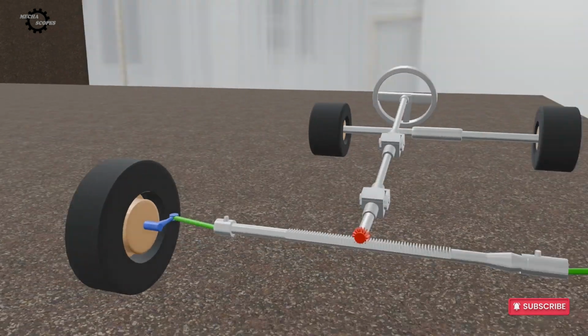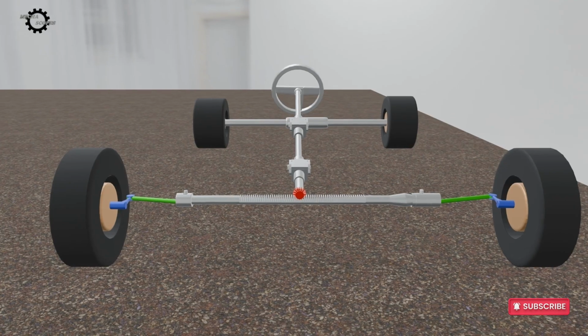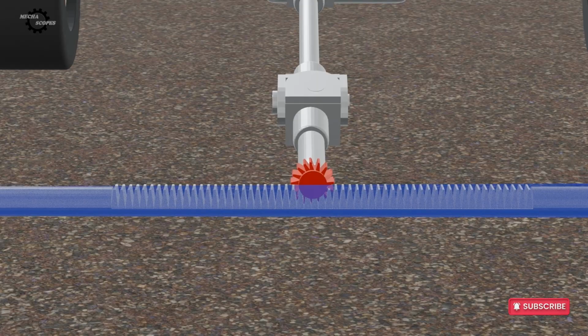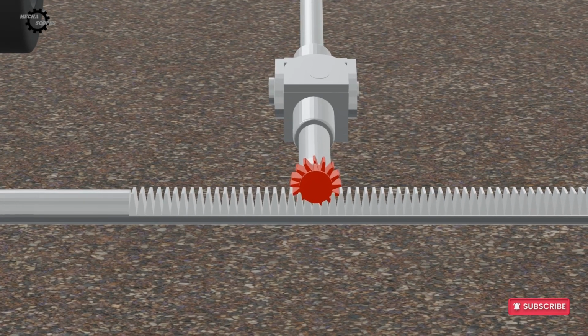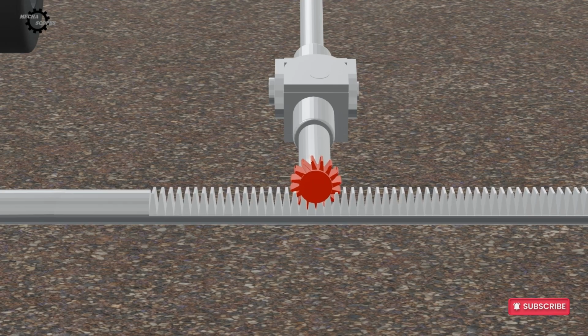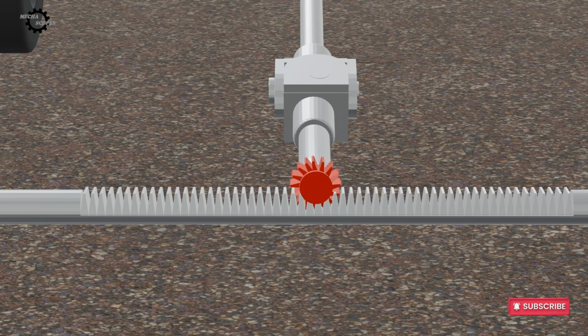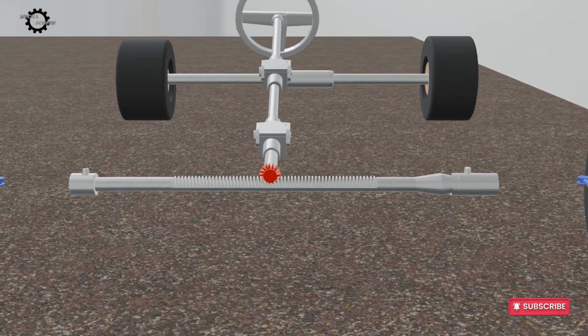Most modern passenger vehicles use a rack and pinion steering system. The pinion gear is attached to the steering shaft. The rack is a straight gear that meshes with the pinion. As the steering wheel turns, the pinion gear rotates. The rack slides left or right. Rotational motion is converted into linear motion. This is the most important motion conversion within the steering system.